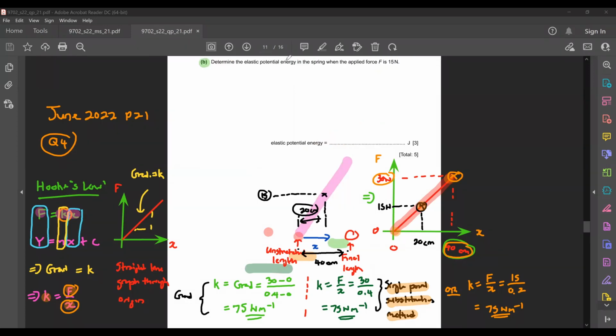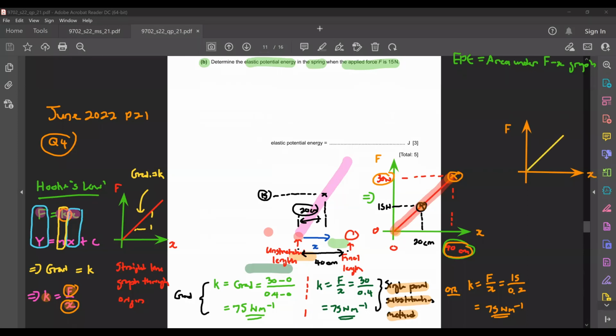For B, we want to determine the elastic potential energy in the spring when the applied force F is 15 Newton. When it comes to finding the elastic potential energy, we know that in general, it is the area under the force extension graph. Now, for a spring that obeys Hooke's law, as mentioned before, if we plot a graph of force versus extension here, it will be a straight line that passes through the origin.